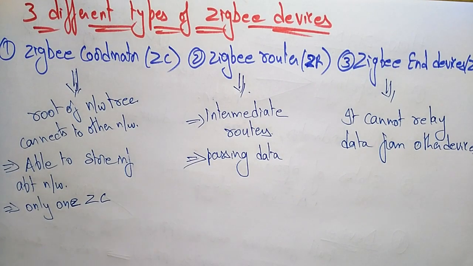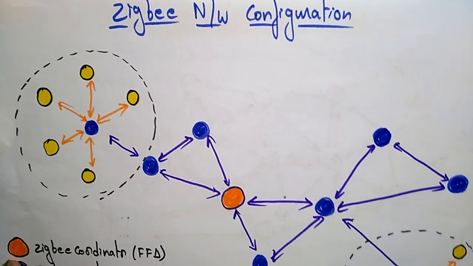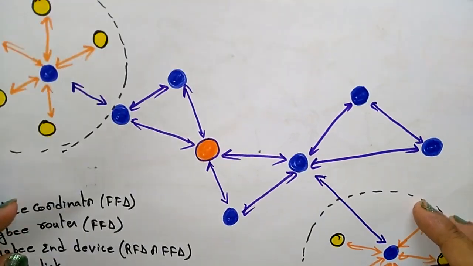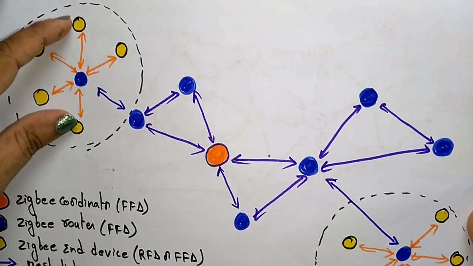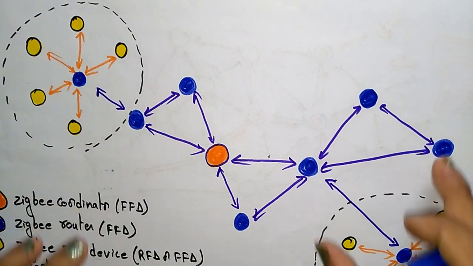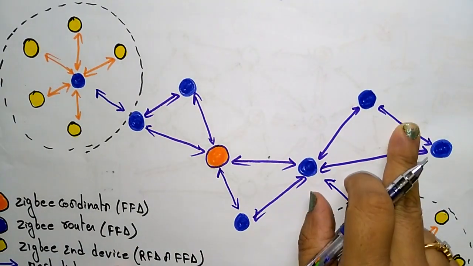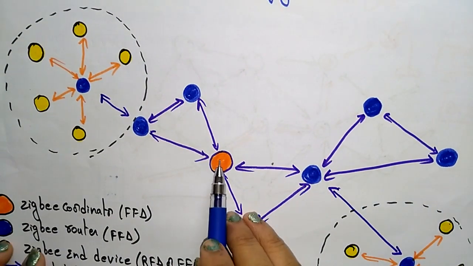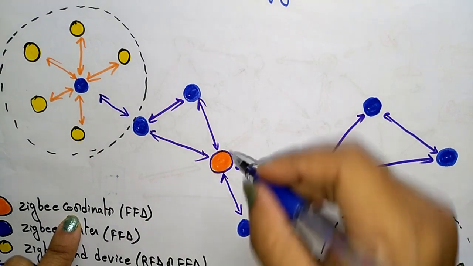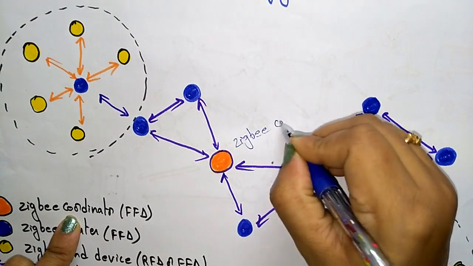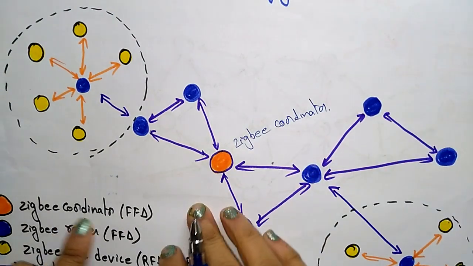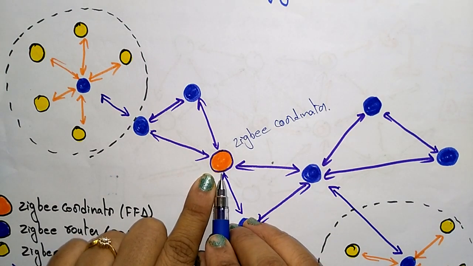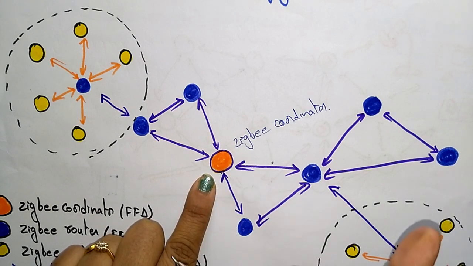Now let us see the Zigbee network configuration. Here you can see this is one network and this is another network, suppose this is one home network and this is another home network. These two will be connected with the help of another network. Here we are using mesh topology, and this yellow orange one you call a Zigbee coordinator. The Zigbee coordinator is always a full function device, and here I said only one Zigbee coordinator will be there.